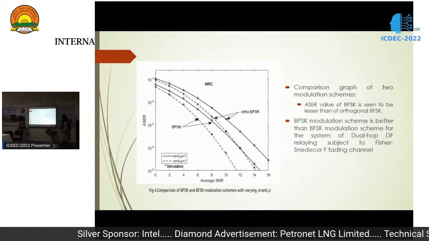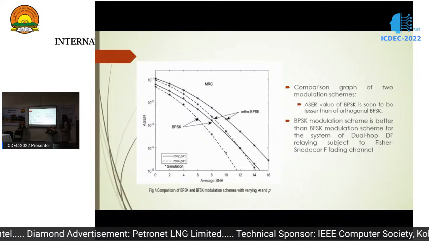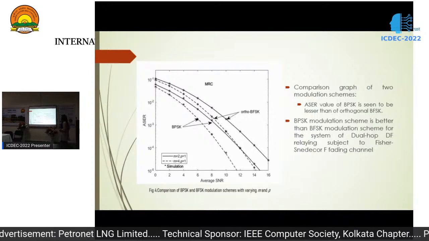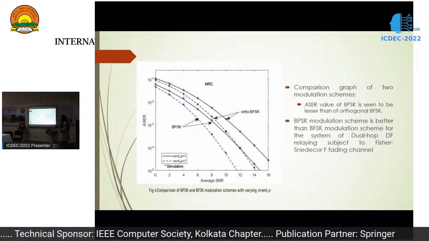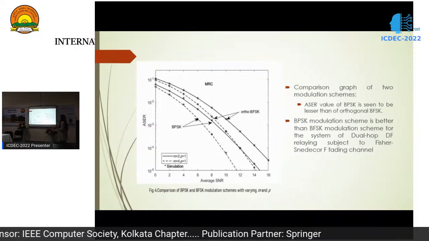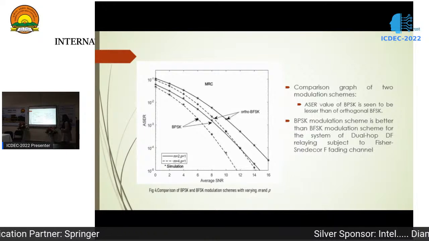Again, this graph shows a comparison of both the modulation schemes, where we can see that the lowest value of this ASR is seen in BPSK. So we can say that for this fading parameter, for this system, the BPSK modulation scheme is better than BFSK for this dual hop DF system that is subject to the Fisher-Snedecor F fading.